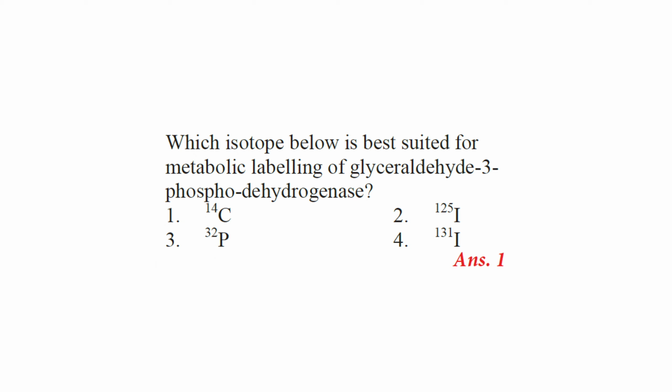Which isotope below is best suited for metabolic labeling of glycerol-3-phosphate dehydrogenase? The right answer will be option 1, C14.